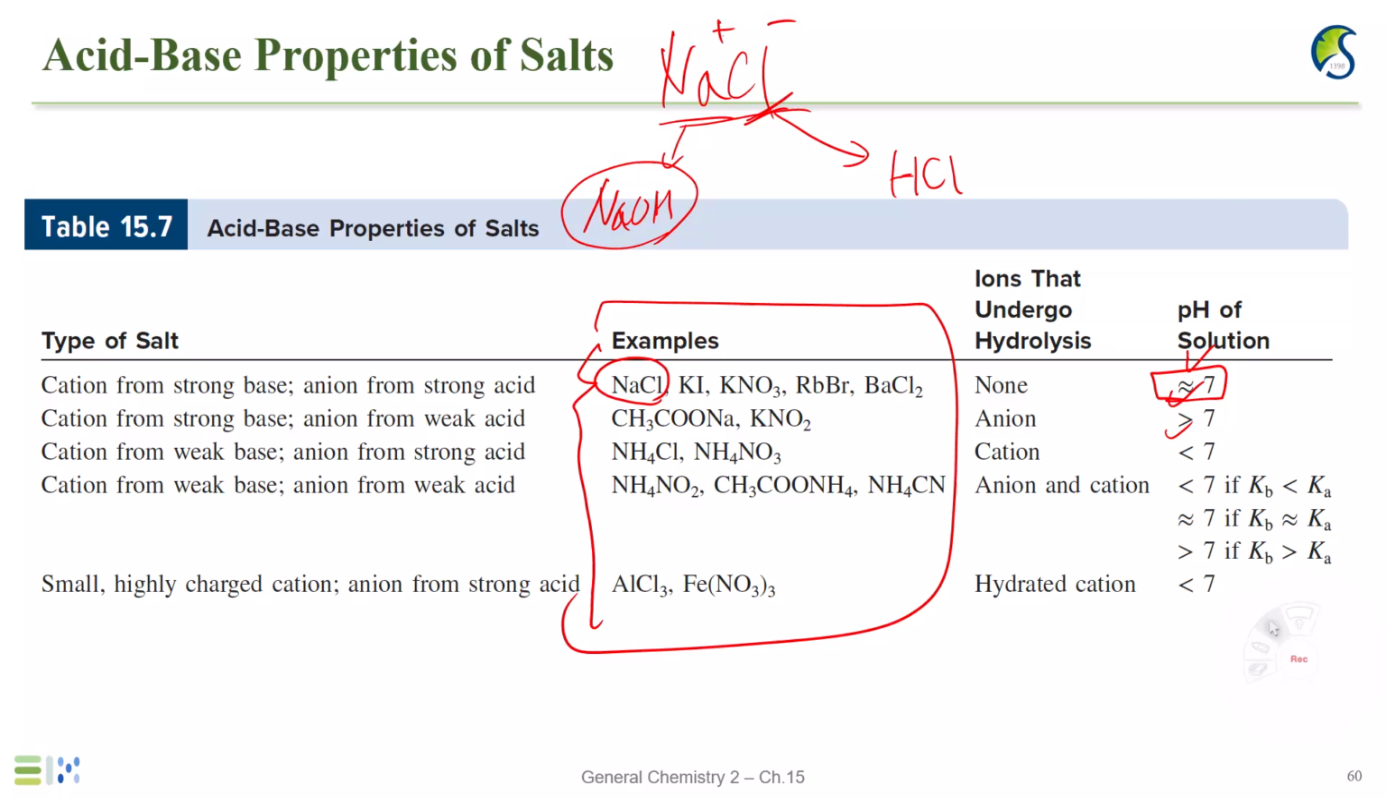And the same thing can be applied to other salts such as KI and KNO3. For this KI, KOH is a strong base and HI is a strong acid. So both the cations and anions come from a strong acid and strong base, and nothing is going to happen. Same thing for KNO3: KOH is a strong base and HNO3 is a strong acid. So both the anions and cations are from a strong acid and strong base, and nothing further is going to happen.